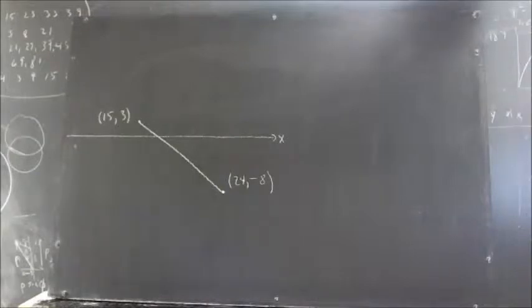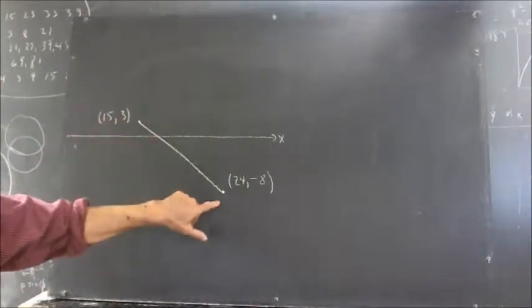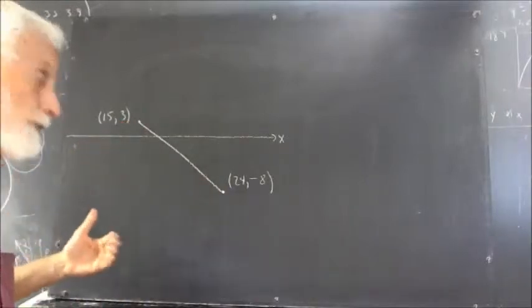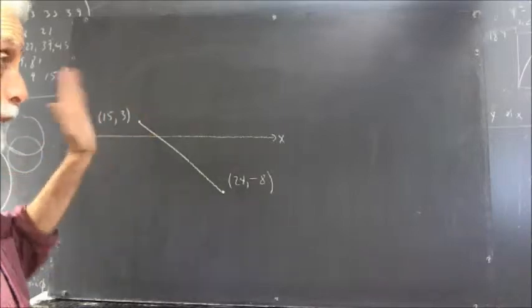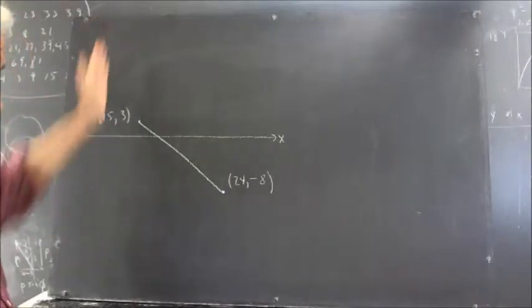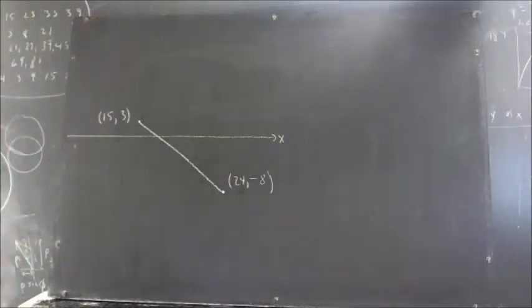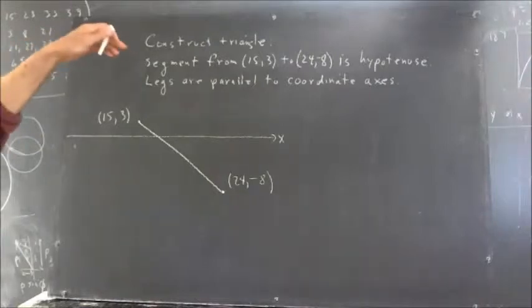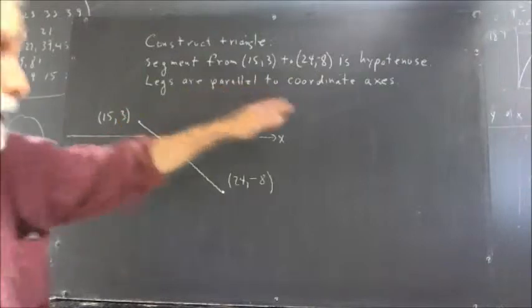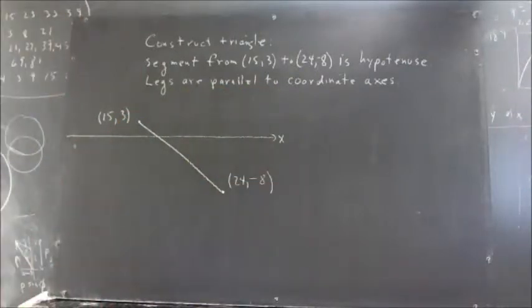Can you construct a triangle having this line segment as its hypotenuse with 2 legs, one parallel to the x-axis and one parallel to the y-axis? Okay, you don't have to see the y-axis to know that it's going to be perpendicular to the x-axis. I've written those criteria out. The segment from (15, 3) to (24, -8) is the hypotenuse. Legs are parallel to the coordinate axes. So, hopefully you've drawn that, but if not, pause and be sure that you do before you go on.